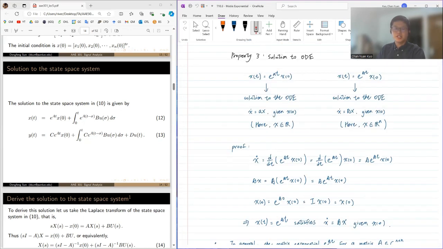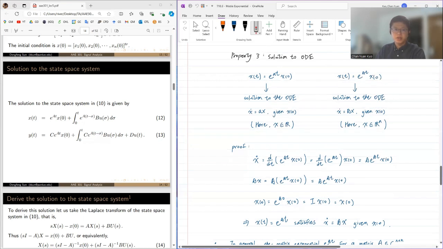The third property is the solution to ODE. For the first order differential equation, x dot equals ax with initial state x of 0, the solution is x of t equals e to the at times x of 0. It turns out that for systems of first order differential equations, x dot equals A times x with initial state x of 0, the solution is in the same form, which is x of t equals the matrix exponential e to the A times t times x of 0.